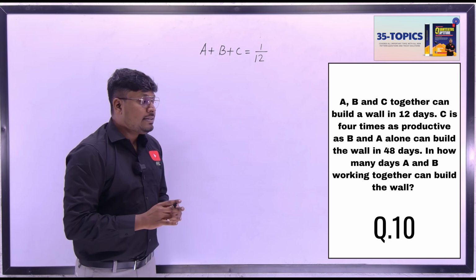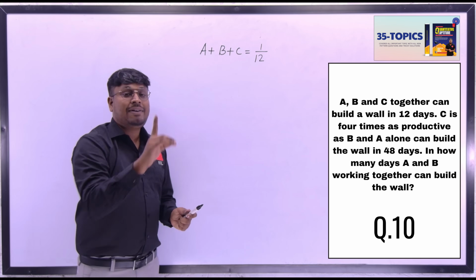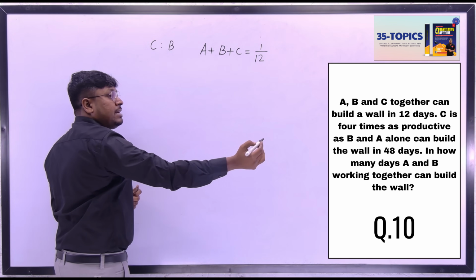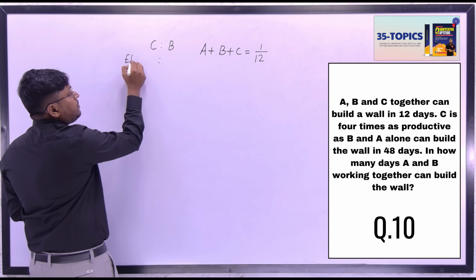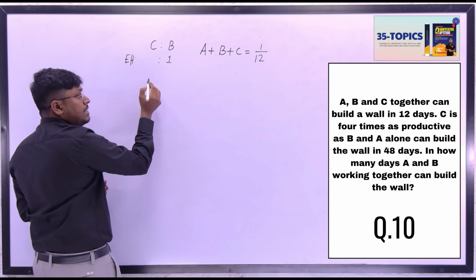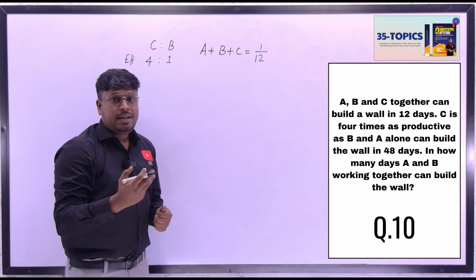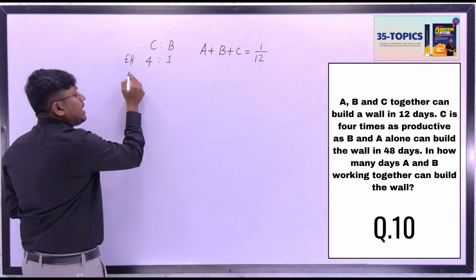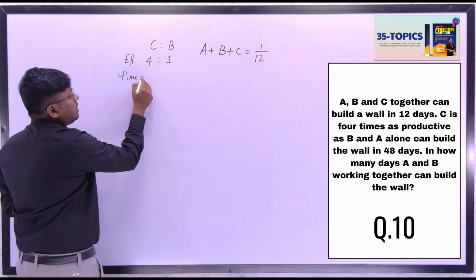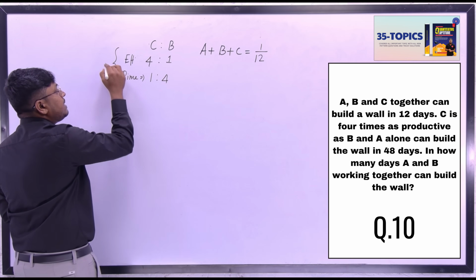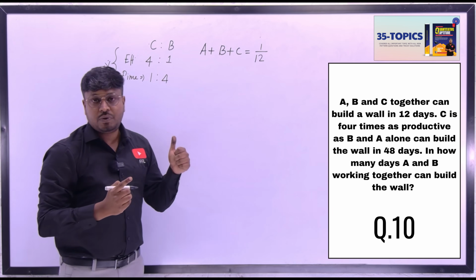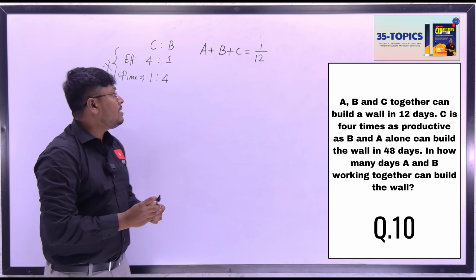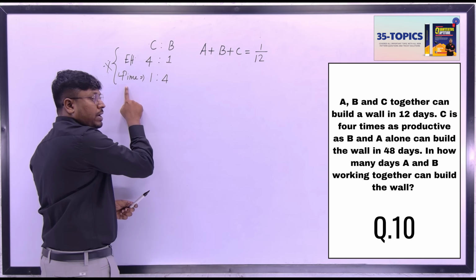So here what they are saying is C is 4 times as productive as B. So that means C is to B. While comparing C to B, C is 4 times productive. So when you write it in an efficiency way, if B is 1, then C will be 4 times efficient. When you consider it as a time ratio, then it will be 1:4. The same thing we learned initially, I think in the first or second question itself I told this, how to convert the efficiency ratio into time ratio. That is most important. So 4:1 should be written as 1:4 in terms of time ratio.